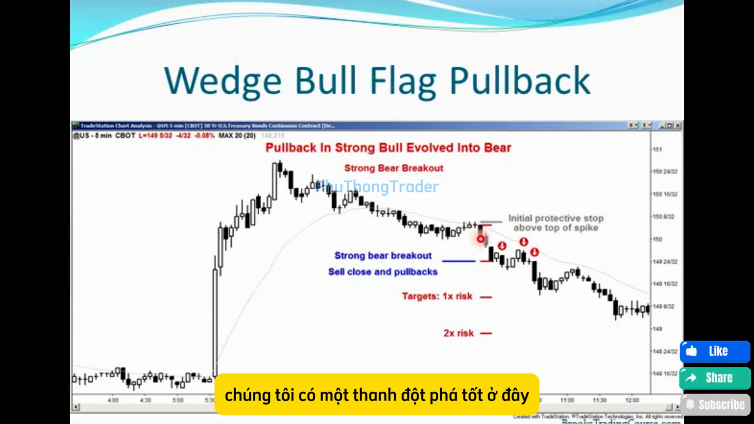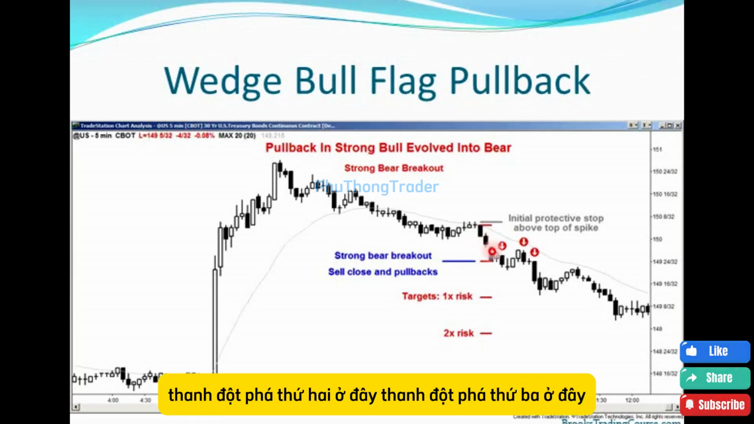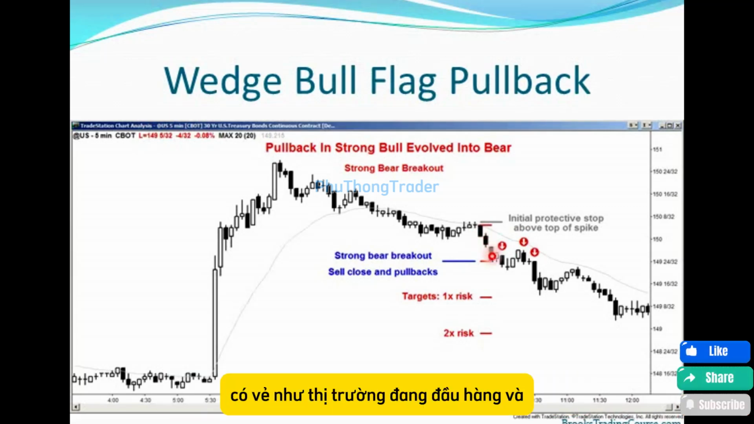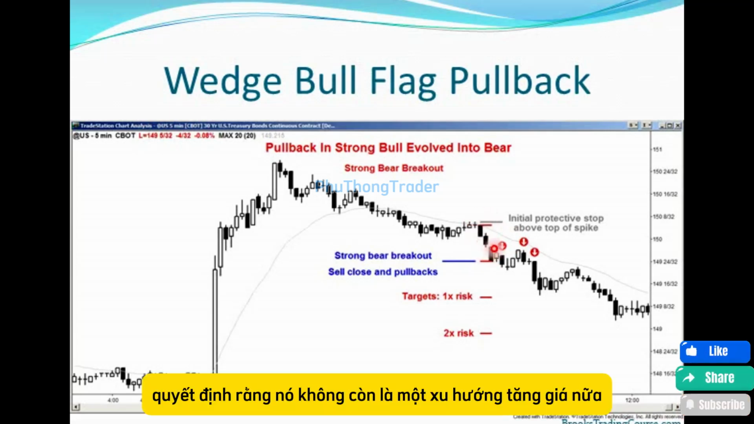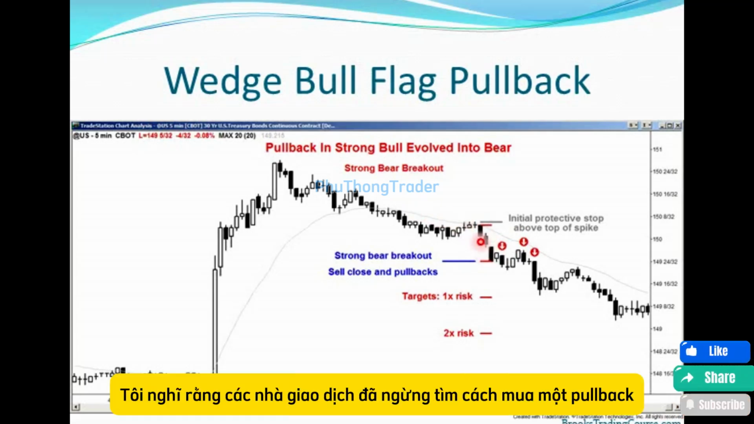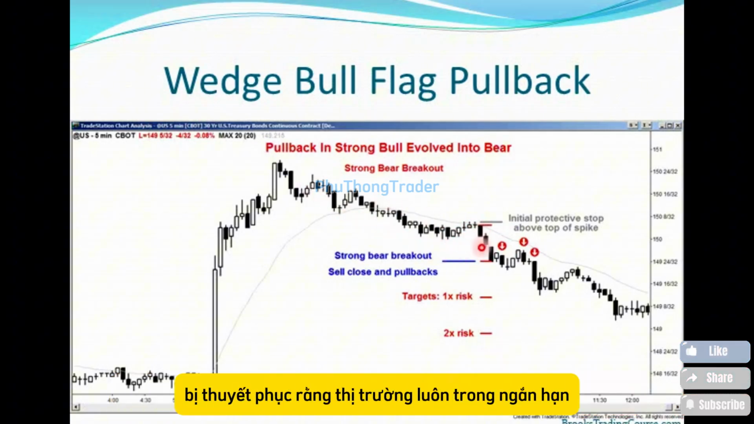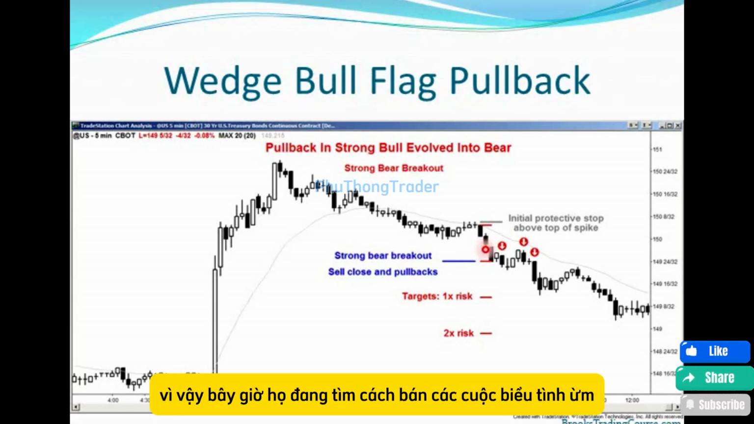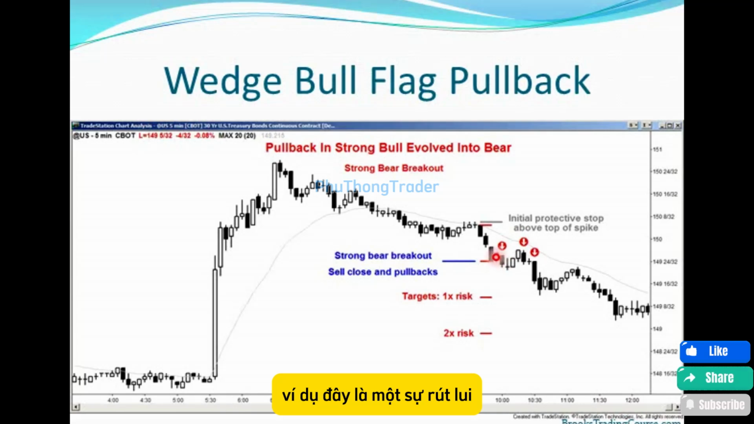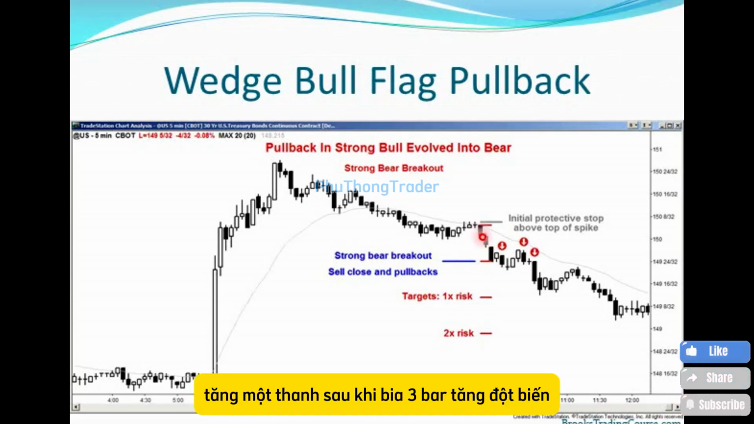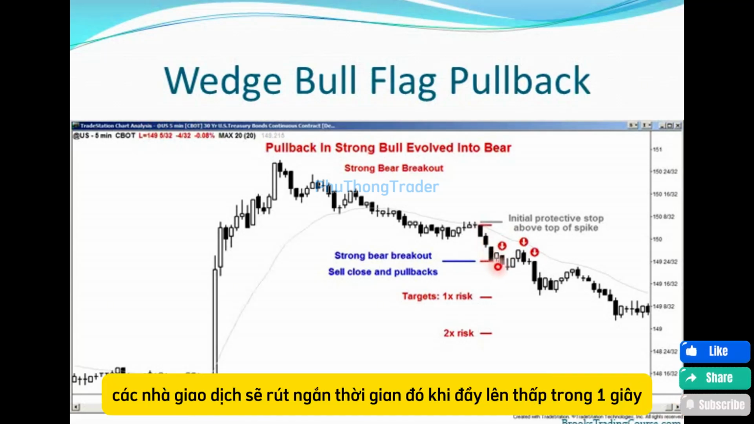We have a good breakout bar here, second breakout bar here, third breakout bar here. It looks like the market is capitulating and deciding that it's no longer a bull trend. So with these 3 bars, I think traders stopped looking to buy a pullback and instead became convinced that the market's always in short. So now they're looking to sell rallies. For example, here's a pullback, 1 bar up after the 3 bar bear spike. Traders would short that as a low 1.